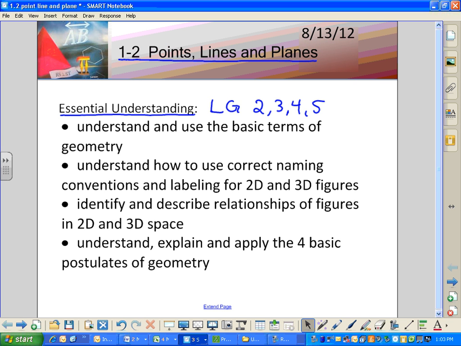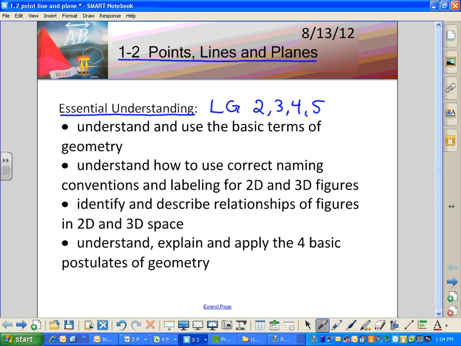But in this lesson, we're going to focus on understanding and using the basic terms of geometry. We're going to understand how to use correct naming conventions. So naming conventions is kind of like the way that we label things and the way that we name figures. And we have certain symbols that we use when we're talking about the name of a figure.